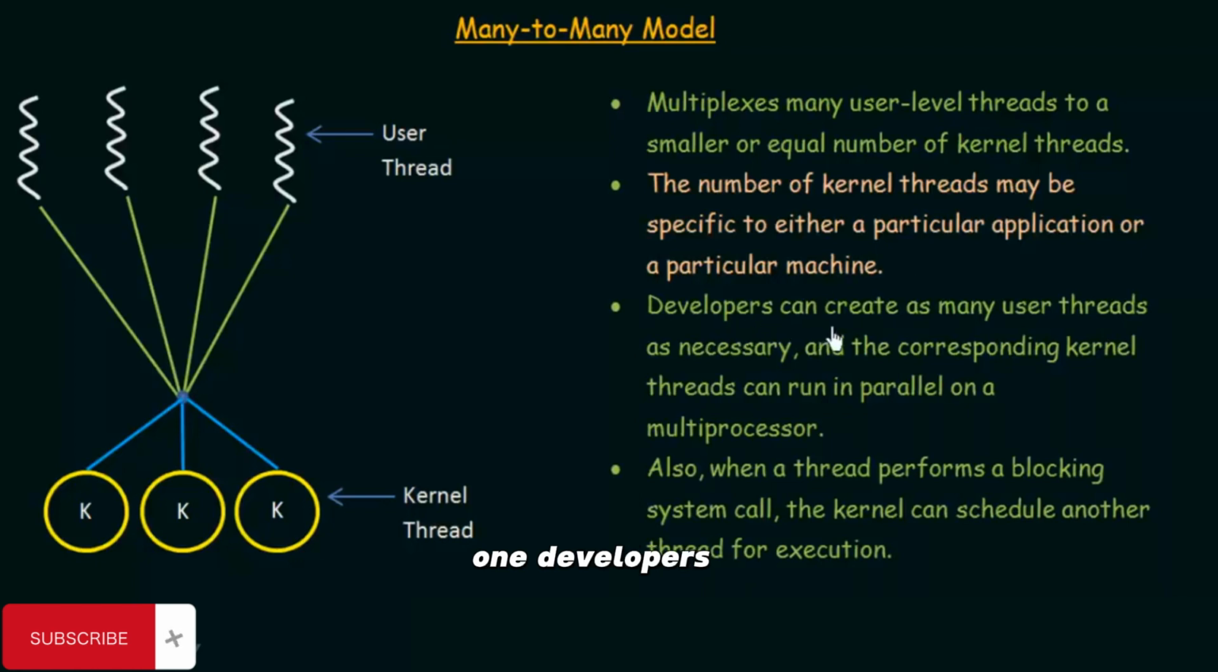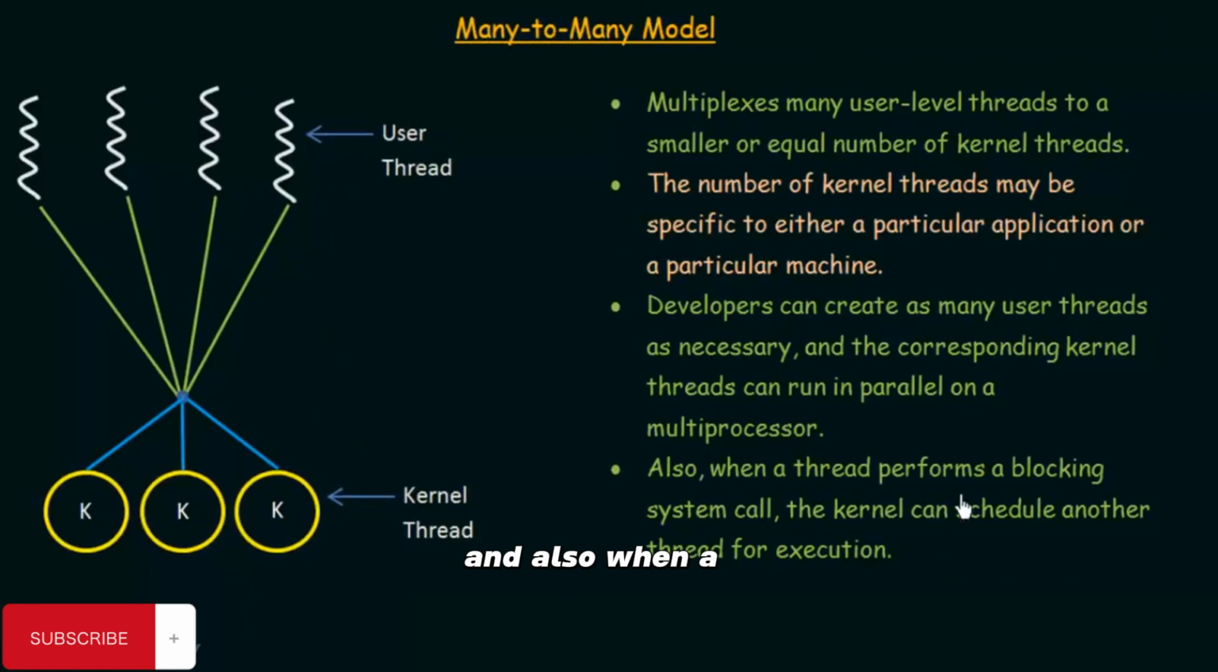In this one, developers can create as many user threads as necessary, and the corresponding kernel threads can run in parallel on a multiprocessor. So, as we see, developers can create as many user threads as they want, and they will be mapped to the corresponding kernel threads, and they can run in parallel on a multiprocessor. We have talked about how threads function in a multiprocessor system, and we can clearly see that they can run on a multiprocessor system because we have multiple kernel threads.